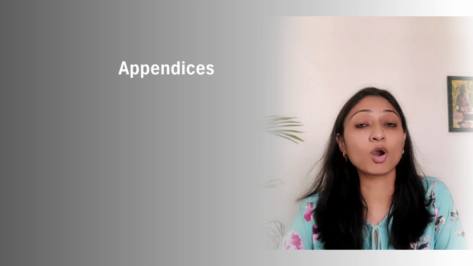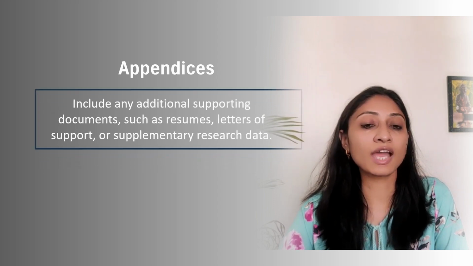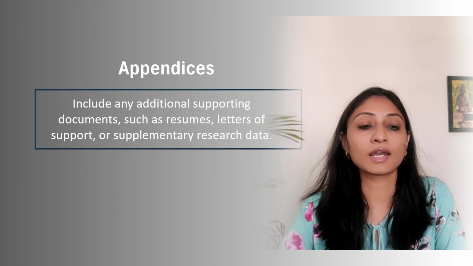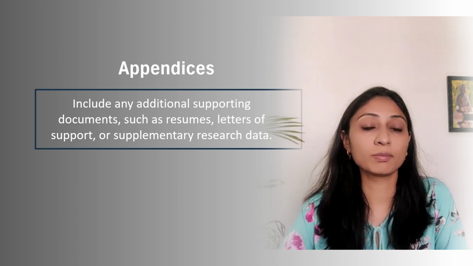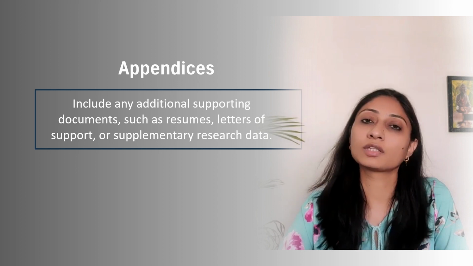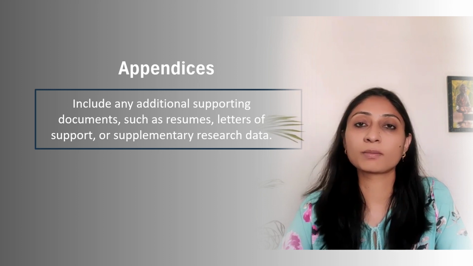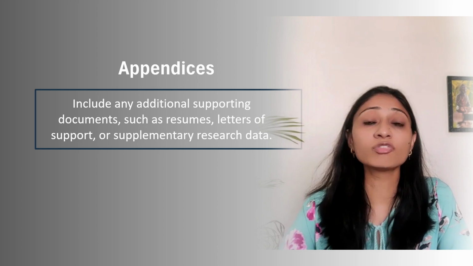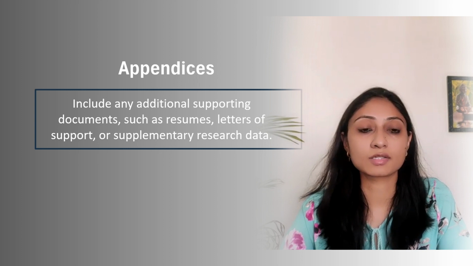Next is appendices. This is also one of the important sections of writing a research proposal. It includes any additional supporting documents such as resumes, letters of support, or supplementary research data. If you have all this information available, then you can include them in the appendices. Including the resumes of PIs and co-PIs is very important, and letters of support and letters of recommendation are also a crucial part of writing an effective research proposal. So you must include them in appendices.